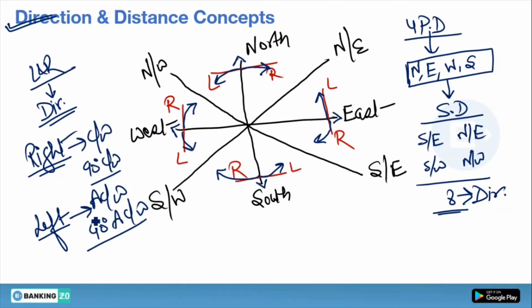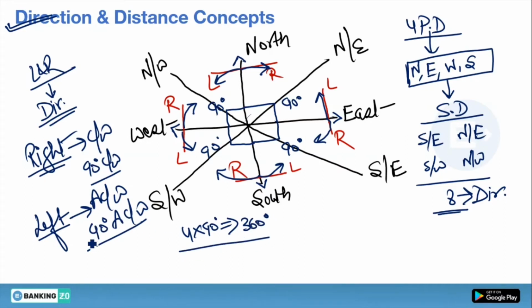So how did I find 90-degree in both cases? We know that every quadrant is 90-degree. This is 90-degree, this one is also 90-degree, this is also 90-degree, and this one is also 90-degree. So in total we have 90-degree four times, and the complete angle of this figure will be 360-degree. So the concept of 90-degree anti-clockwise and 90-degree clockwise comes from here only.